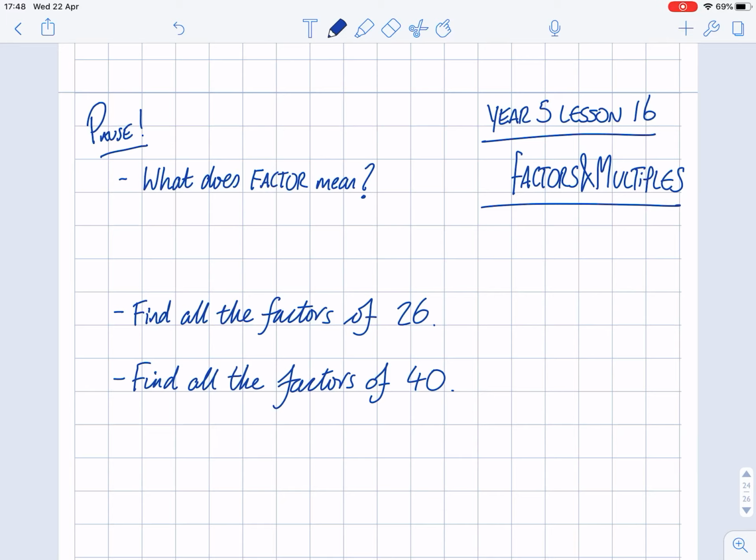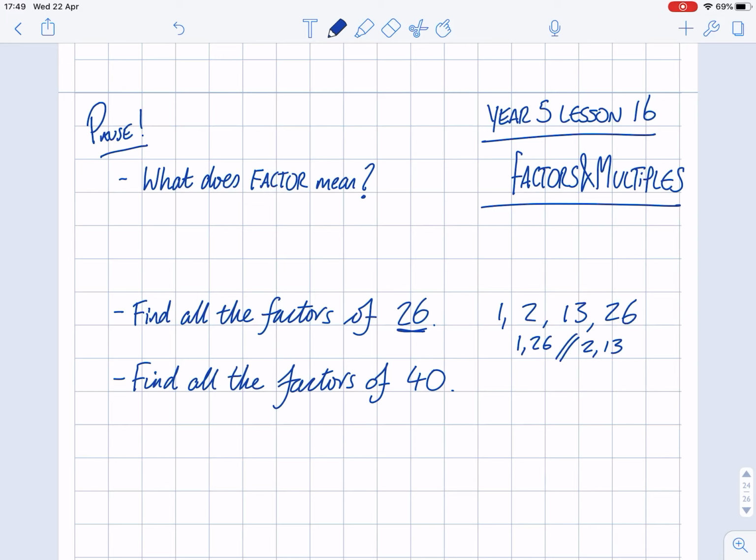All right then, so 26 has got 4 factors, and they are 1, 2, 13, and 26. 13 is half of 26. Once I get to half, I can go straight to the number itself. And remember, we spoke about factor pairs yesterday, so the pairs would be 1 and 26, and 2 and 13, because you multiply the pairs together to get the number.